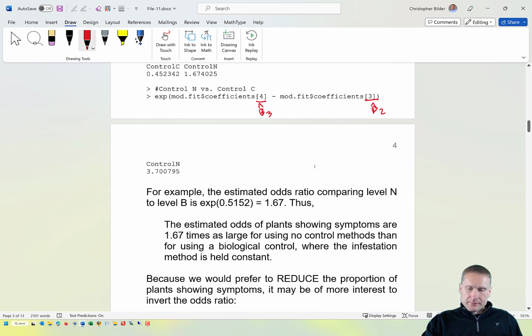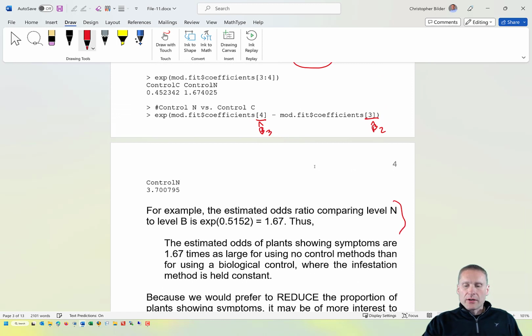So, for example, the estimated odds ratio comparing level N to level B, this one right here, is the exponential function evaluated at 0.5152, or in other words, 1.67. So the estimated odds of plants showing symptoms are 1.67 times as large for using no control methods than for using a biological control, where the infestation method is held constant. Remember, I always had to add that extra part there for any additional explanatory variables.